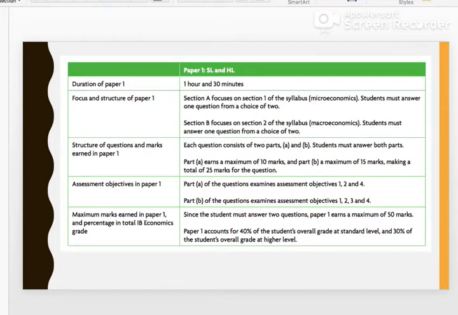Each question will have a Part A, Part B. Part A 10 marks and Part B 15 marks. The assessment objectives in Paper 1. In Part A, 1, 2 and 4, that's your knowledge, analysis, application. And in Part B, it's the same, but you have to show evaluation for the 15 marks. In total, the mark for the paper is 50, and for higher level, this counts for 30% of your IB.